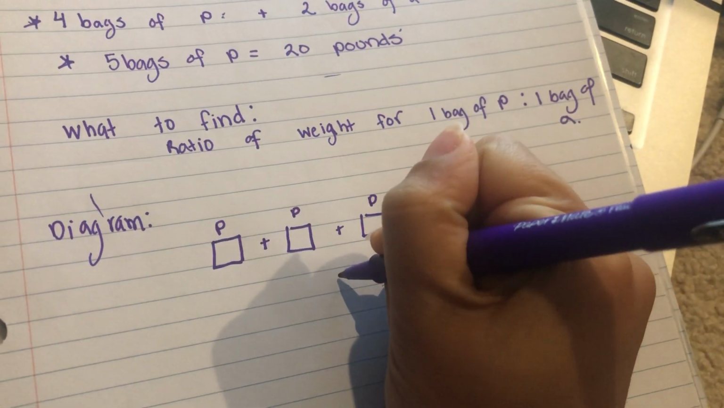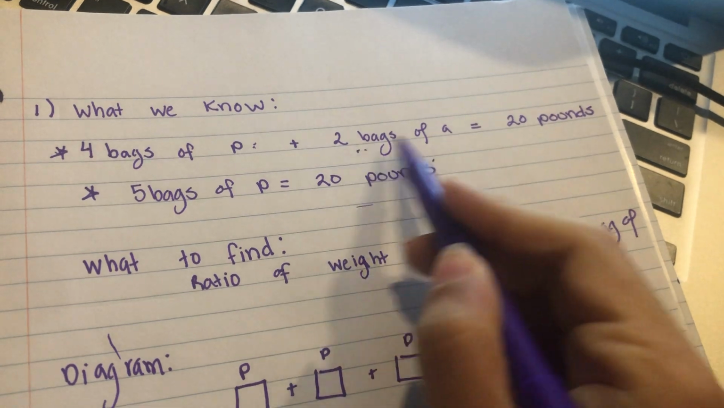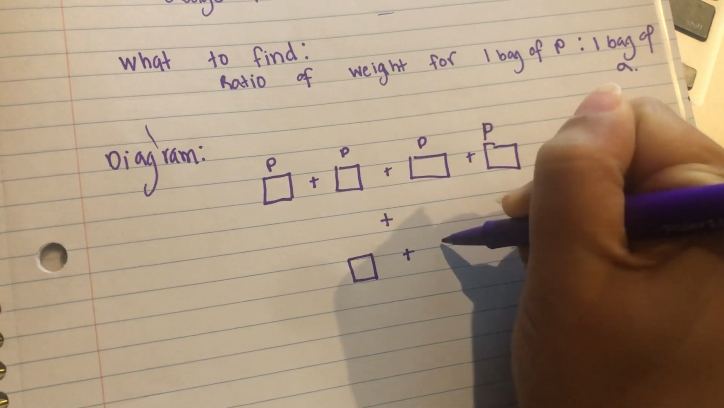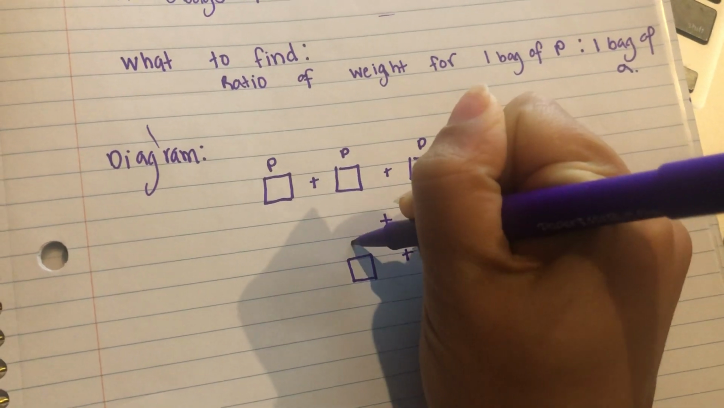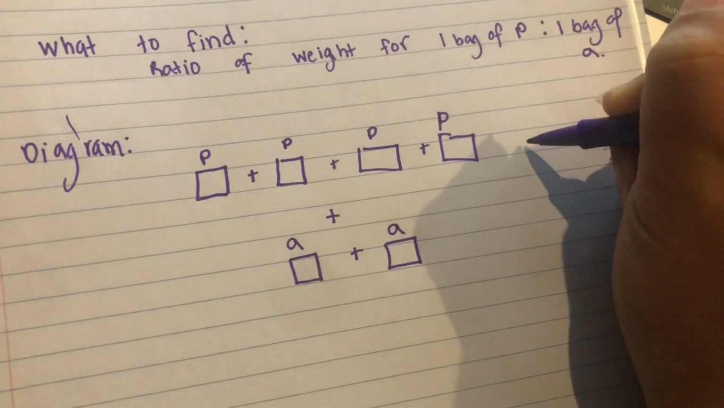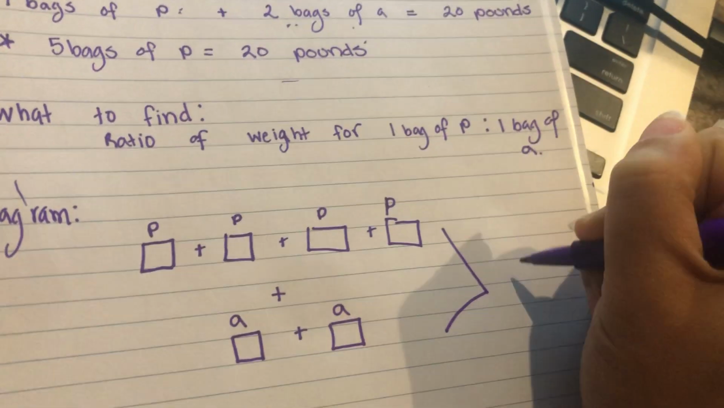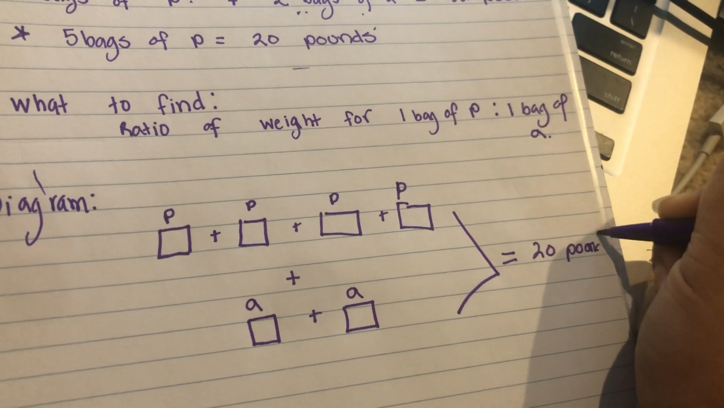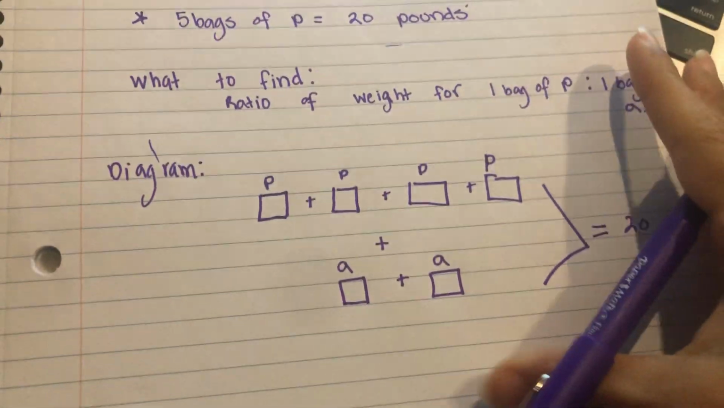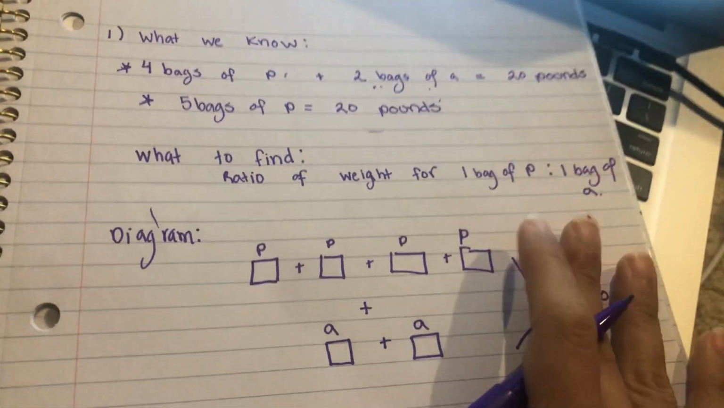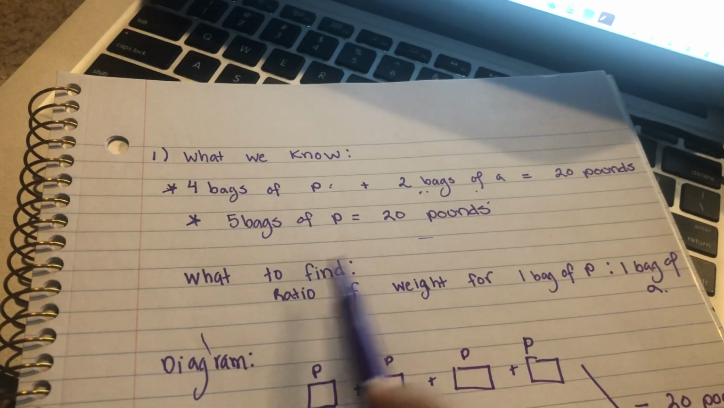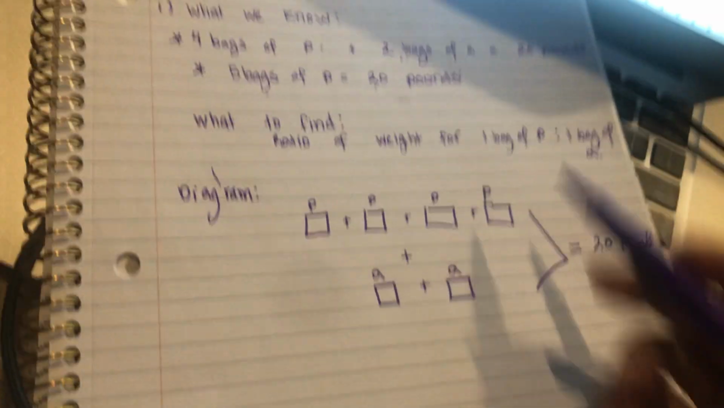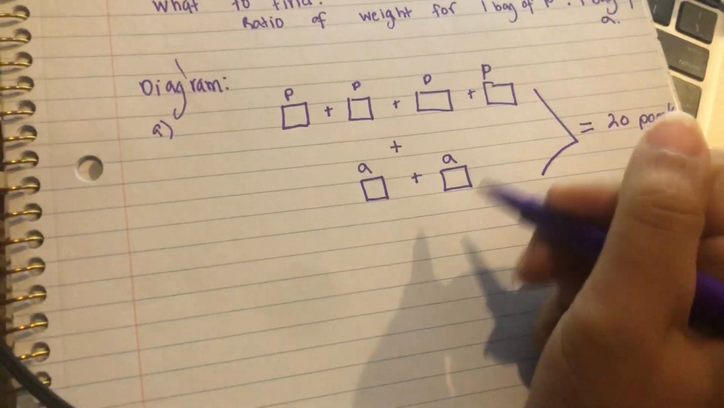Plus, we got 2 bags of apples. So here I'm going to put 2 bags of apples. I'm going to put A for apple. So together, they equal 20 pounds. Okay, so drawing this diagram is so huge. All right, so that's our first diagram. And our second diagram is 5 bags of persimmons also equals 20 pounds. This is diagram A. Here's diagram B.